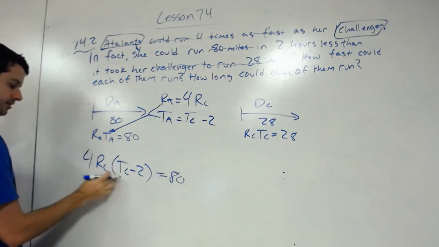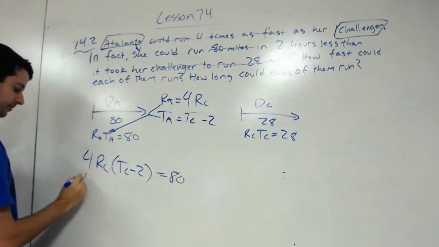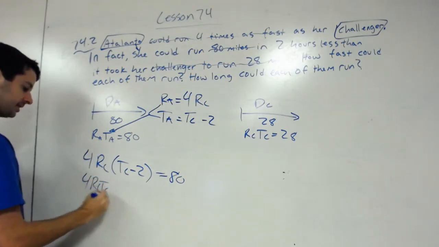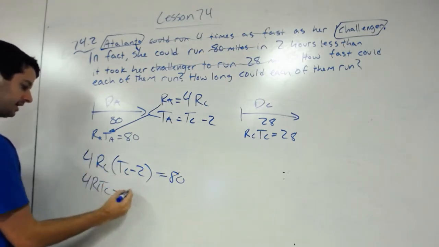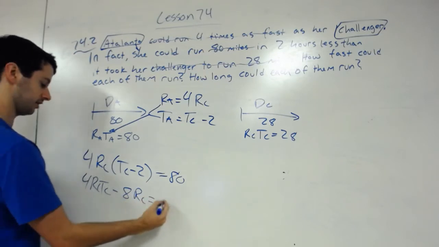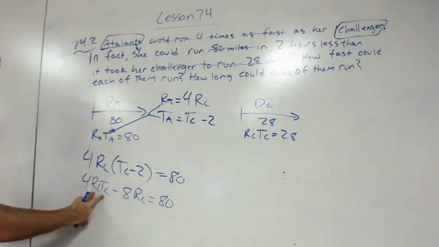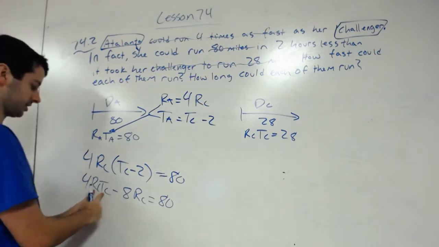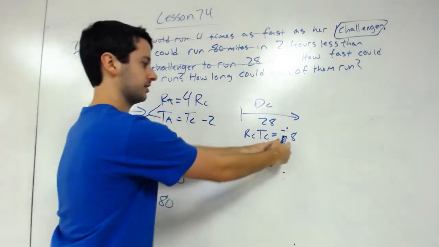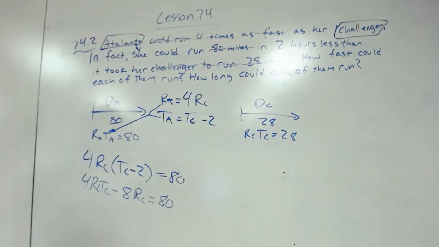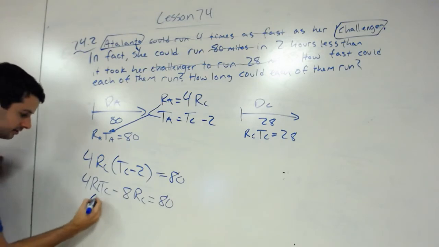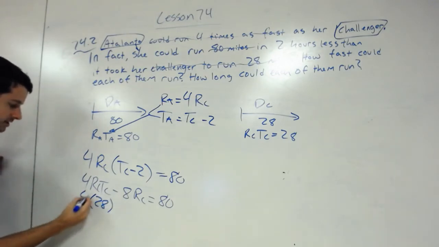Then we solve: 4RC times TC minus 8RC equals 80. You may be thinking, well, we have 2 variables. How can we solve? Well, we have 2 variables, but do we know what them combined or multiplied equal? Actually, we do. RC and TC over here equal 28. So we plug in 28 for RC TC.